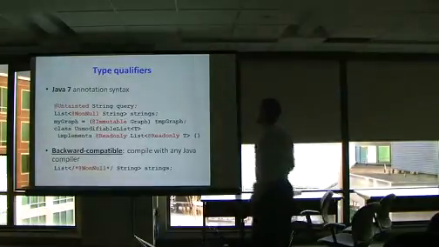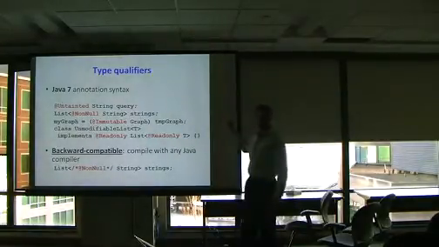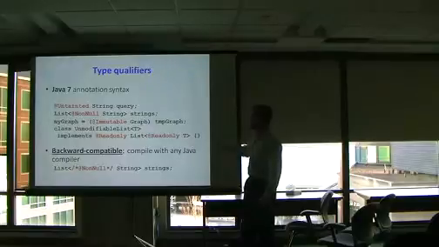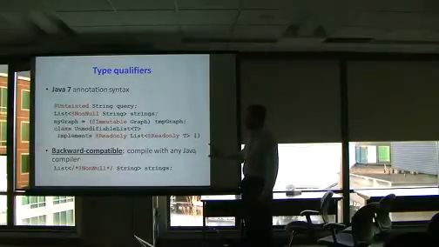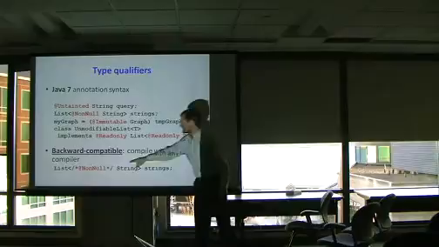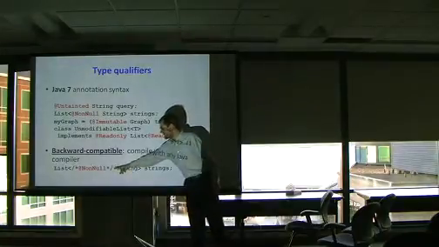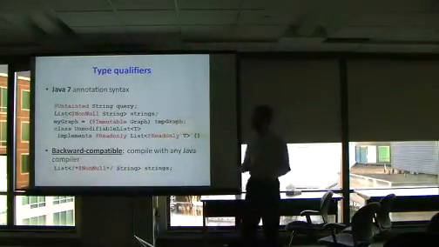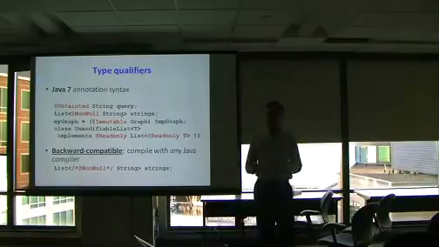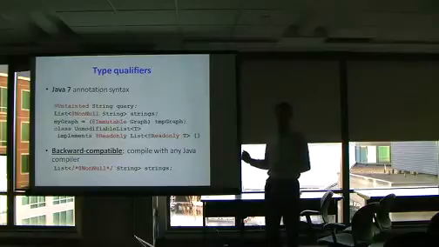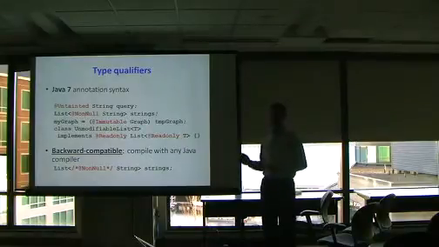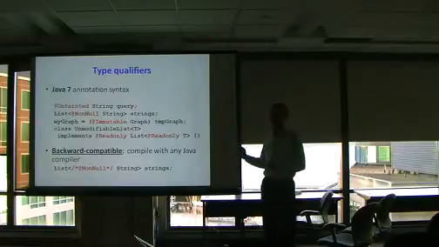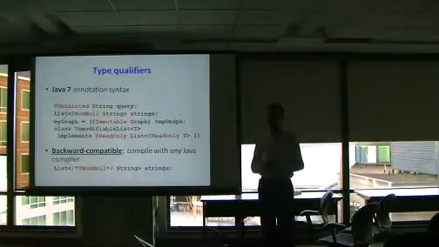Oh, okay, so this is a Java 7 annotation syntax. But one cool thing about our tools is that they're backward compatible. You're allowed to write these annotations in the new locations in comments, and if you do, then our compiler will process them. And any normal compiler, say the Java 5 compiler or the Java 4 compiler that you're forced to use at work, will just ignore them. So you can get the benefits even if your coworkers or your boss don't want to use this.